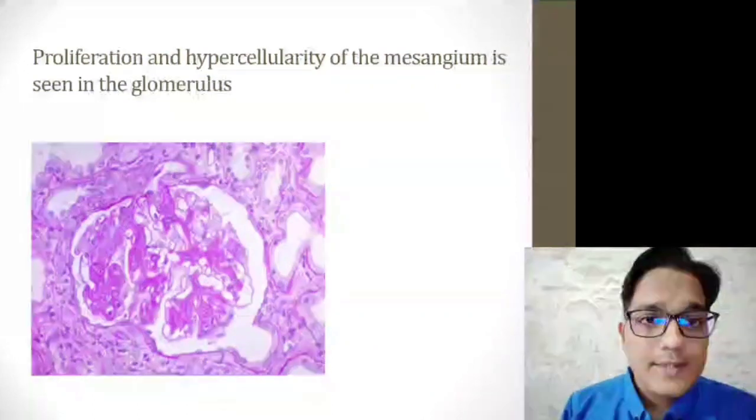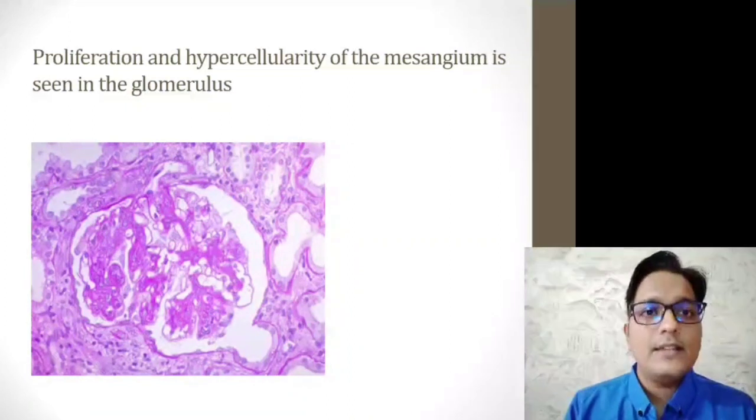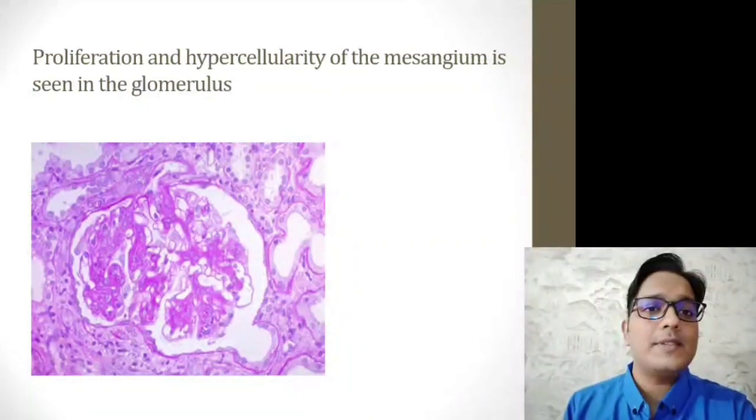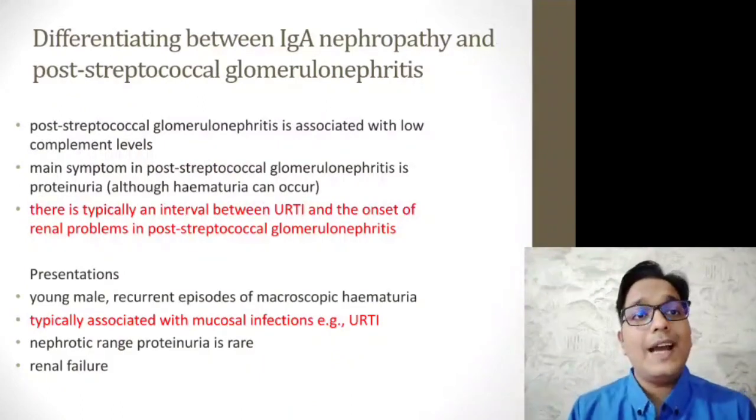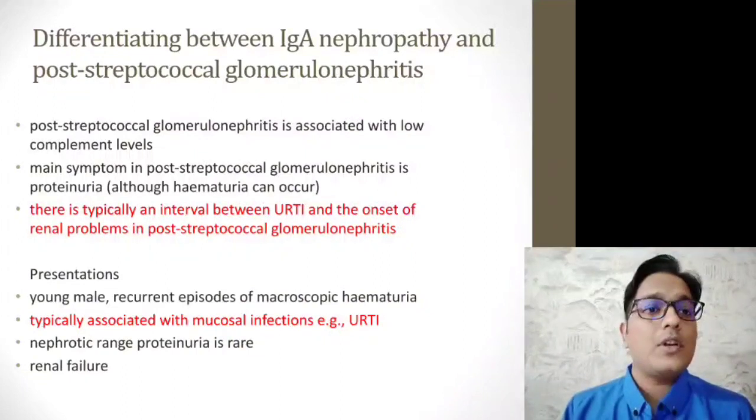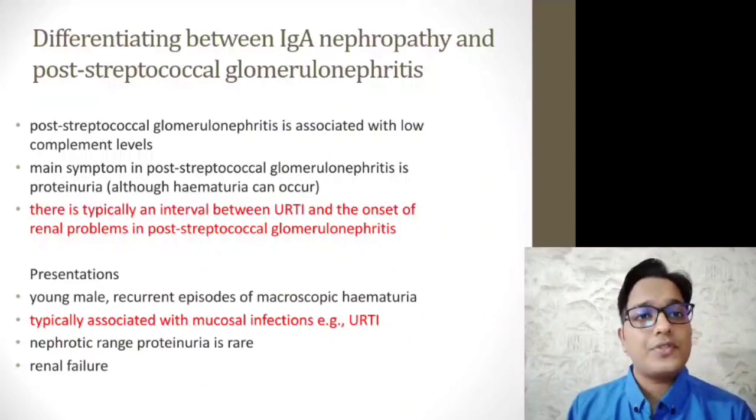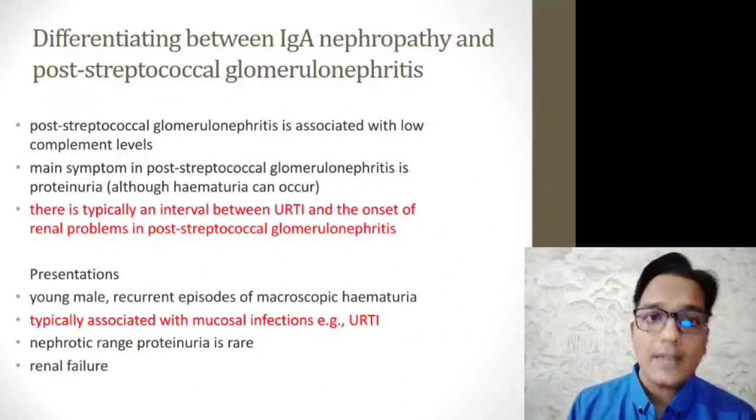We can see that there is mesangial cellular proliferation in the slide, that is mesangial proliferative glomerulonephritis. There is proliferation in the mesangium. There is an important differentiation between the IgA nephropathy or the mesangial glomerulonephritis and the post-streptococcal glomerulonephritis. The first thing, in IgA nephropathy there is mesangial hypercellularity or proliferation. In post-streptococcal glomerulonephritis there is proliferation of both the membrane and the mesangium.